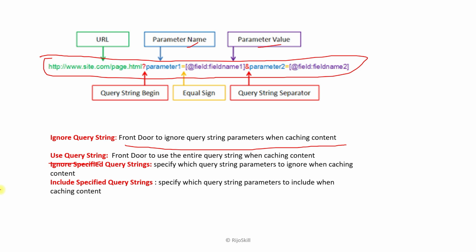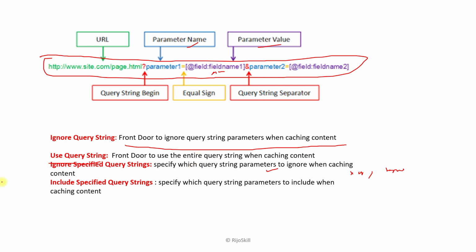Another one is ignore specified query string. Specify which query string parameter to ignore when caching the content. For example, you can see here parameter 1 is equal to apple. So you can set it to ignore query string, for example apple or mango, whichever type of query string you want to ignore. You can put that in your Azure Front Door.